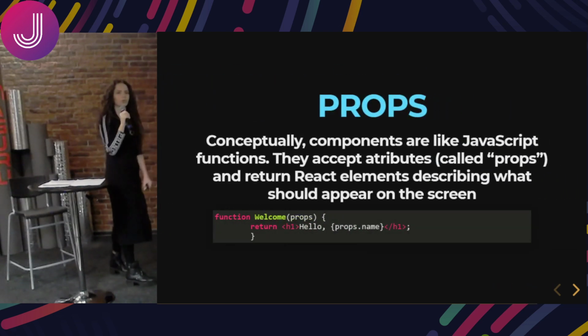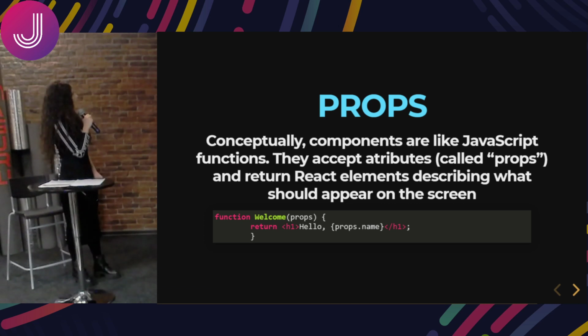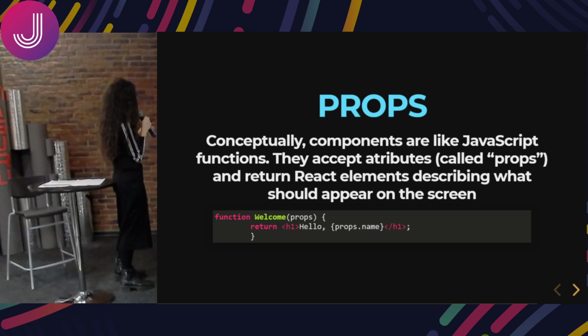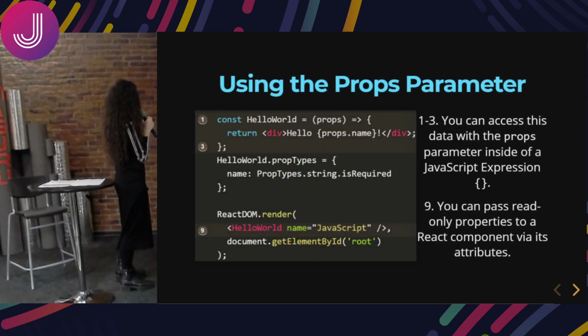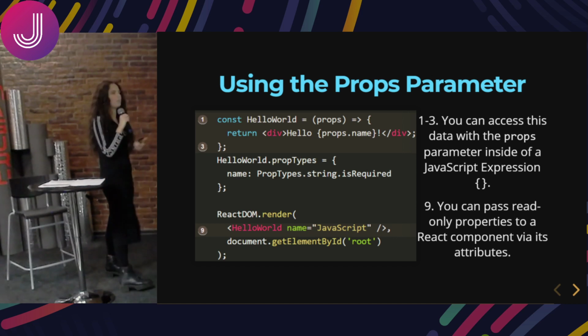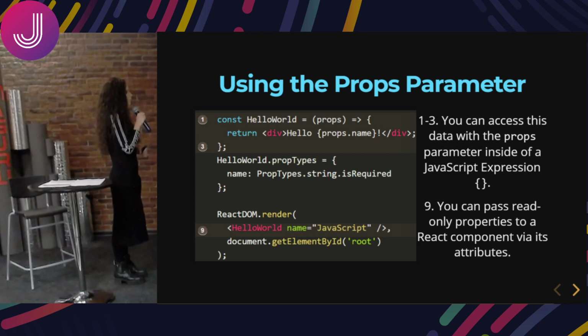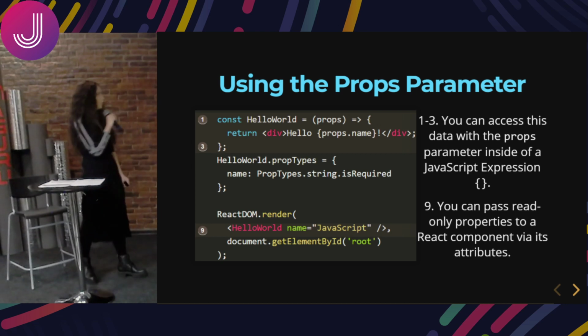Okay, talking about props, let's move on. Components are like JavaScript functions, and every function has its arguments. In this case, props are the arguments of components. We can see it in the example below, and there are more examples using the props parameter. You can access this data through the props parameter inside a JavaScript expression in curly braces. And you can pass read-only properties to a React component via its attributes.